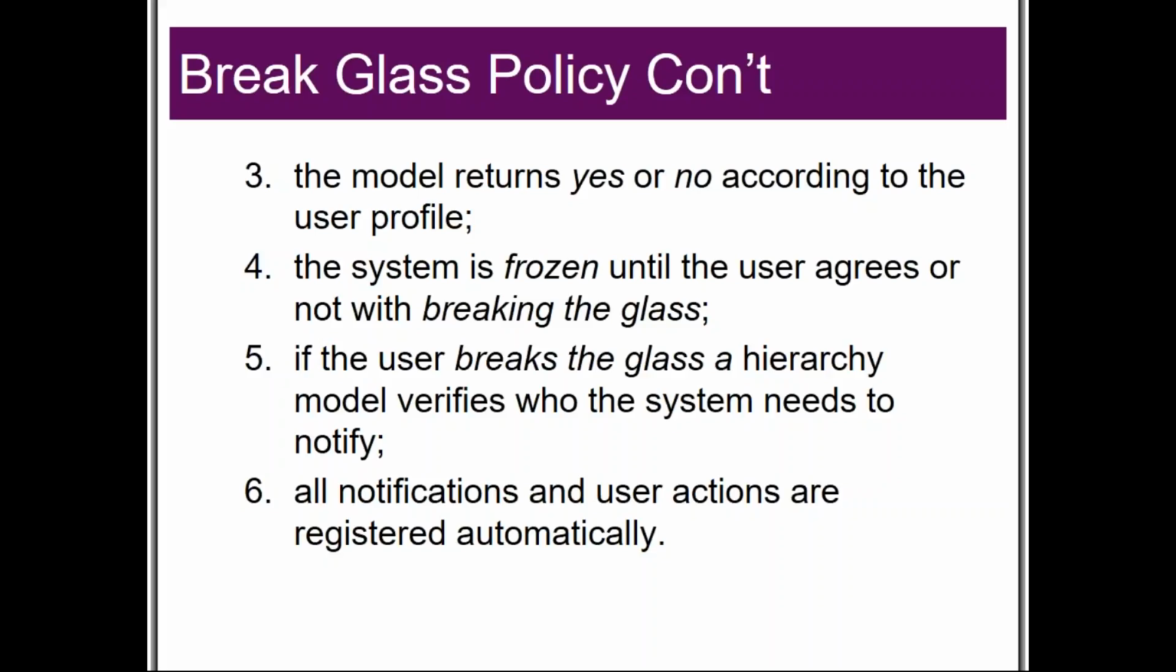Number four, the system is frozen until the user agrees or not with the break glass policy and chooses a reason for doing it. So once I go into my system and it's about to give me the information, it stops and I have to hit something that says I agree that I'm being monitored and I have to explain why I'm doing this, let's say. Okay. Number five is that if I break the glass, that hierarchy model that I was telling you about is going to verify who it needs to notify, and then it's going to go out and notify that person. So security should be getting a phone call or some type of alert saying that Derek is in this system. And the last thing, all notifications and all user actions are going to be registered automatically again for auditing purposes. So this is the policy piece of it.